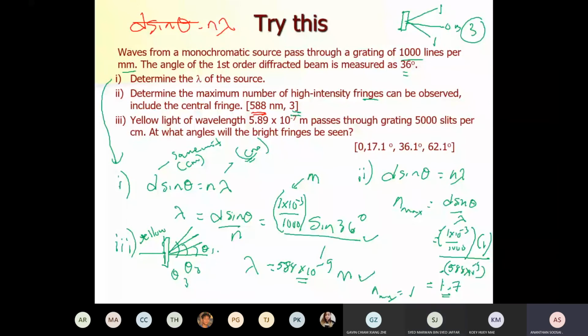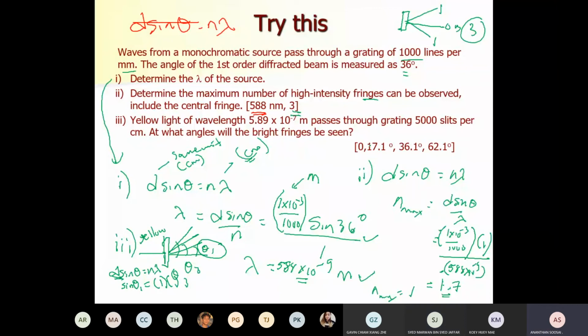Okay, so we go for the first order. How do you find it? Same formula, D sine theta equals N lambda. So find the angle of the first order, theta 1. N we just put as 1. The wavelength you know already, 588, change to meter. D also put in meter. You can find theta 1.